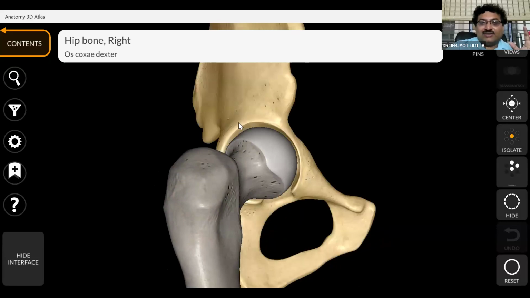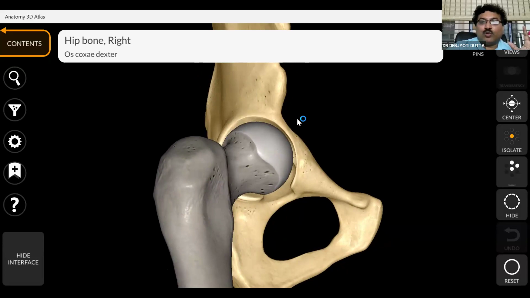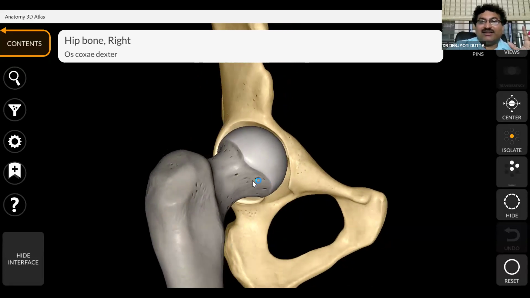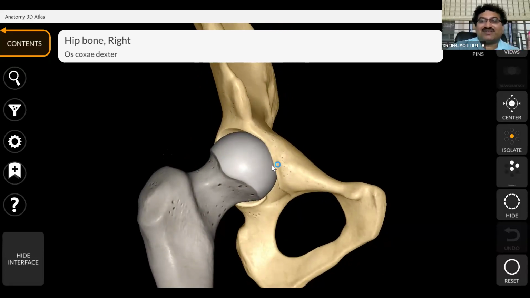Now, there is the socket. Some portion of this socket is bony, but this bony portion doesn't complete the socket. So there is some cartilaginous portion which lies anteriorly and all around the bone, and it makes this portion. They are not open, but this portion is covered by a cartilage. And what is the name of this cartilage?